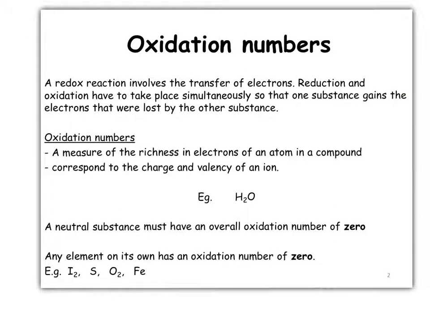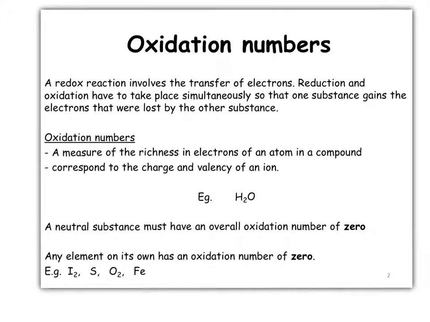We need to assign something called an oxidation number. Reduction and oxidations always take place together, and we need to check that our oxidation numbers balance. The oxidation number is the measure of the richness of electrons of a compound, and it's quite easy because it correlates completely with charge and valency.